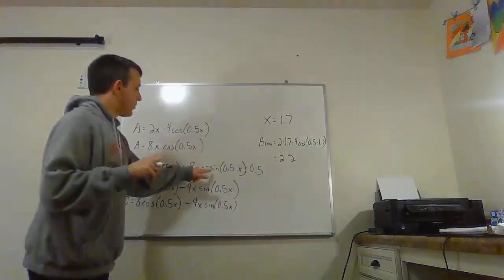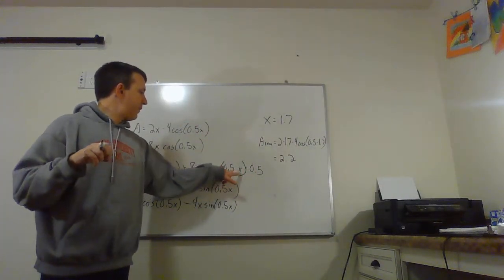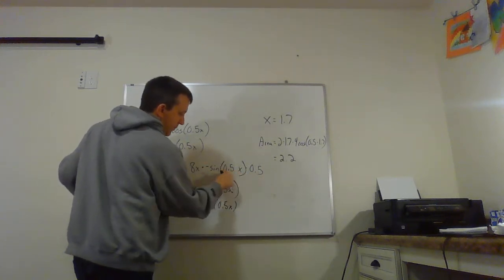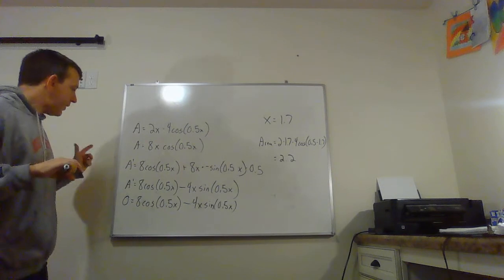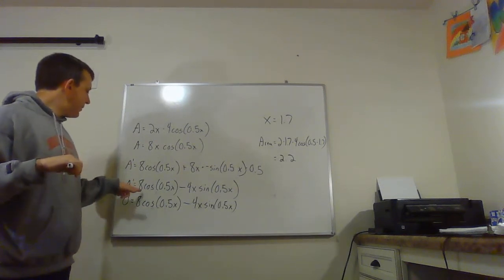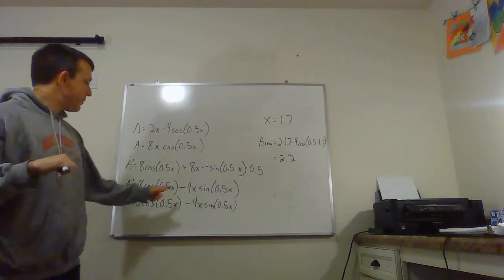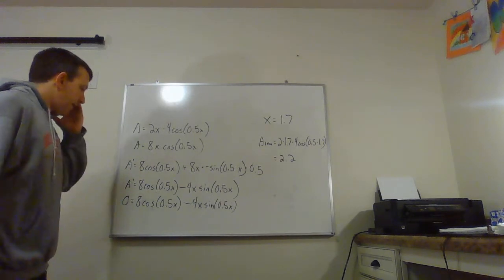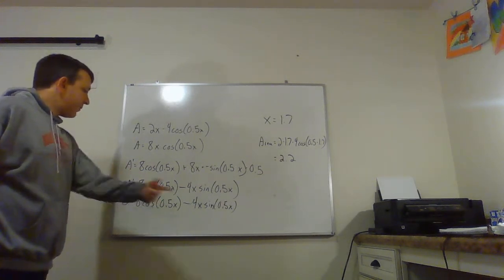So minus the sine of 0.5x, but then we have to have the derivative on the inside, which gives us a times that 0.5. So cleaning it up, the derivative is equal to 8 cosine of 0.5x minus 4x times the sine of 0.5x. We need to set that equal to 0, and so I did that.